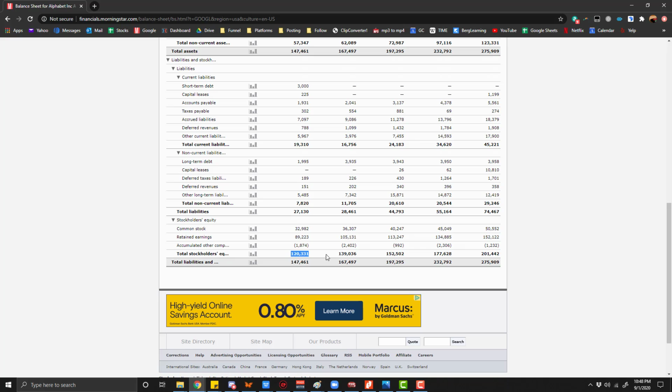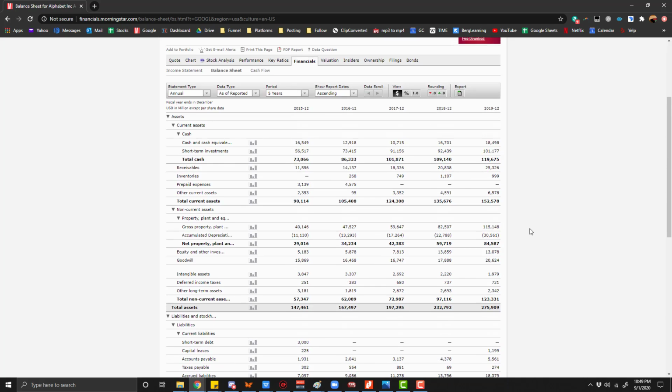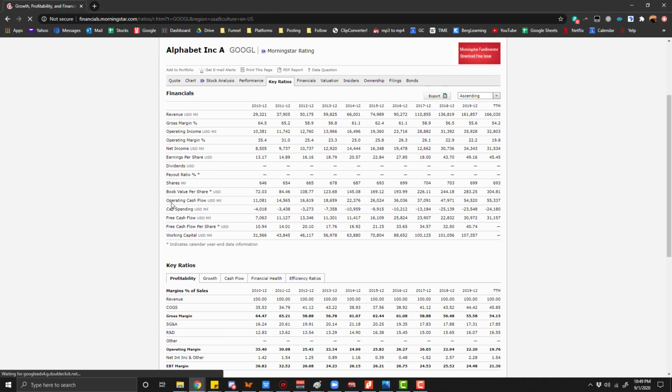Now you want to make sure that the net worth is growing every year. So you can see here, net worth growing every year. You're getting more and more equity in the company. That means that they're treating their shareholders right. If you look over the key ratios one more time, you can see that the book value per share is kind of whether they're treating the stockholders right.